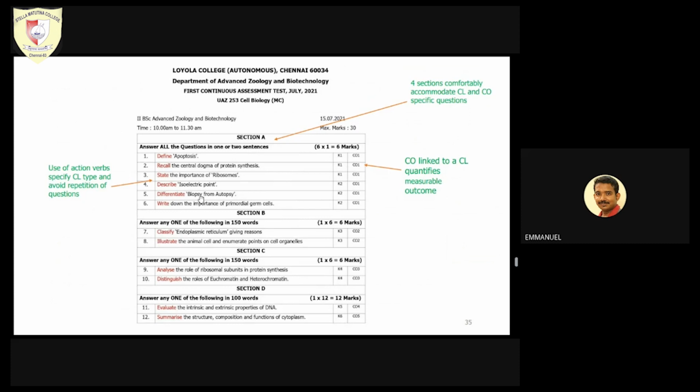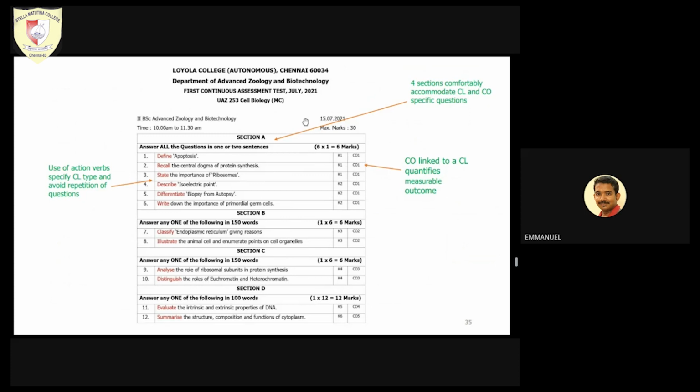And according to that particular format, this is a sample model of question paper. This sample was given by an advanced biology department. This comprises 30 marks, and this will be given as the first component, CIA1.